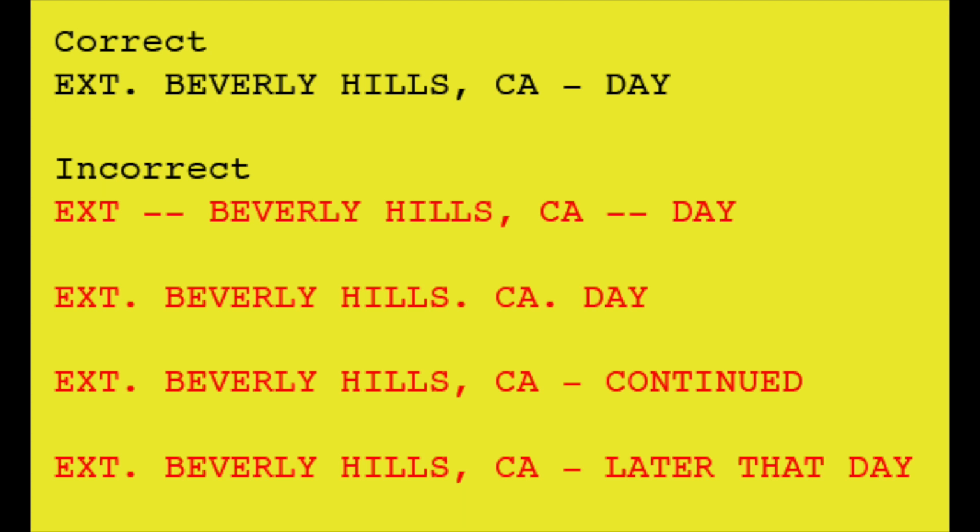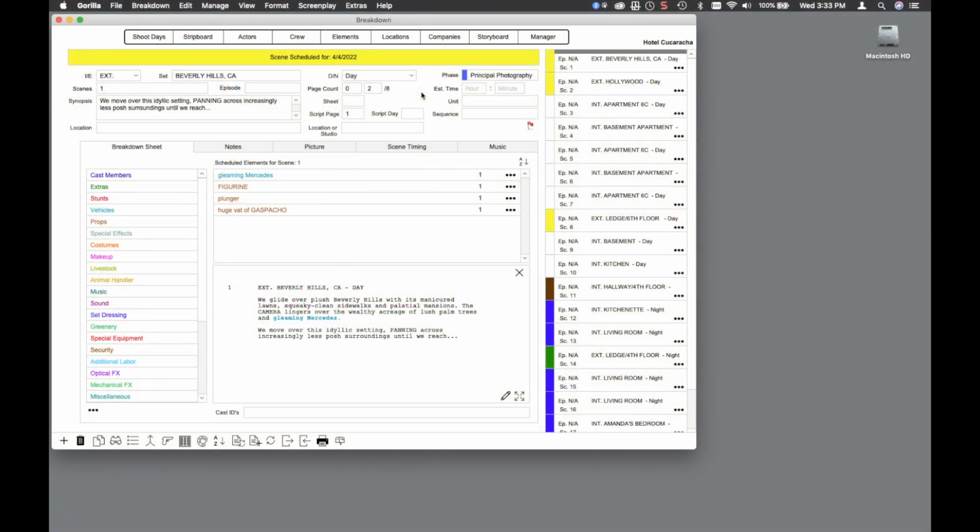The last two are more examples on how to not write a slug line, with the use of a continued or later that day at the end of the slug line. Writers will also use phrases like moments later or an hour later. You need to enter a time of day at the end of your slug line.